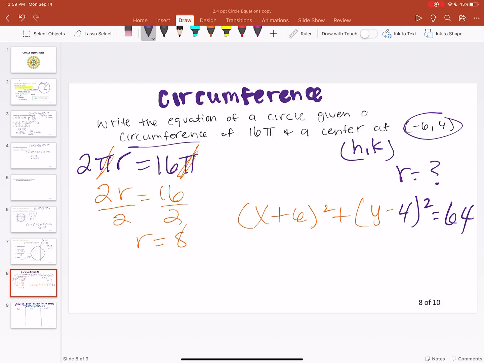And I could also give you the area. Let's say if I gave the area was 16 pi, so you'd have to set your equation equal to pi r squared.